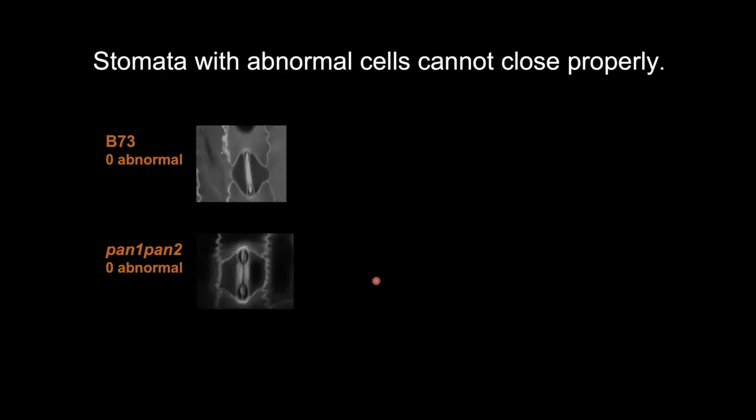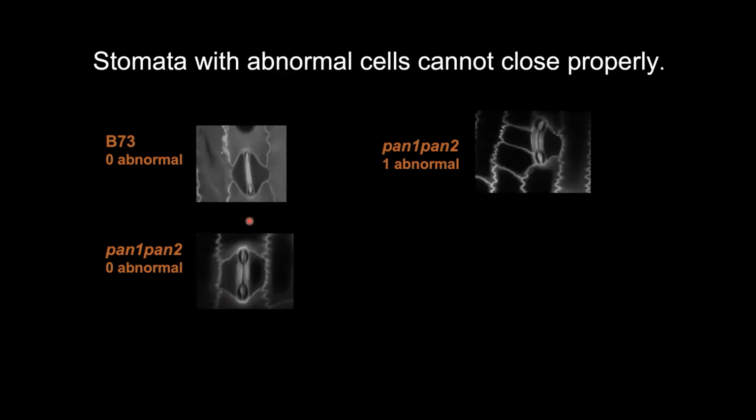As you can see here, in the B73 and double mutant, normally formed guard cells are very straight. That means the mechanical force from two correctly formed subsidiary cells is symmetrical. However, in the stomata with one abnormal subsidiary cell, we always saw curved guard cells, and the direction is always away from the correctly formed subsidiary cell.